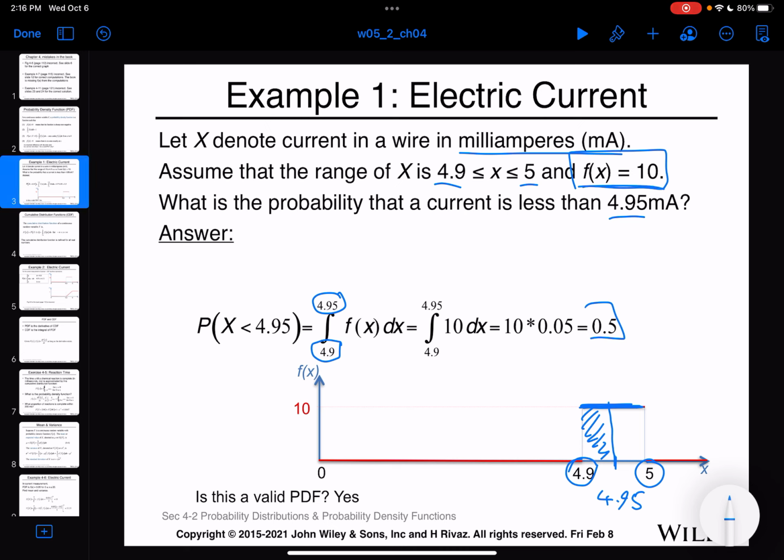And it can be very counterintuitive, right? So we know that probabilities can't be more than 1. How come this is a valid PDF? How come this is 10? Any ideas?